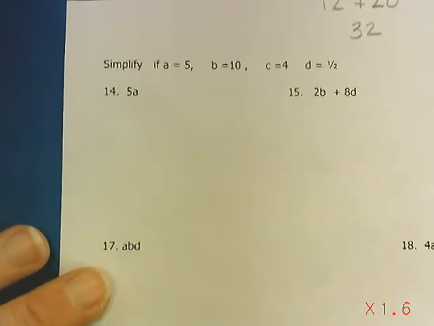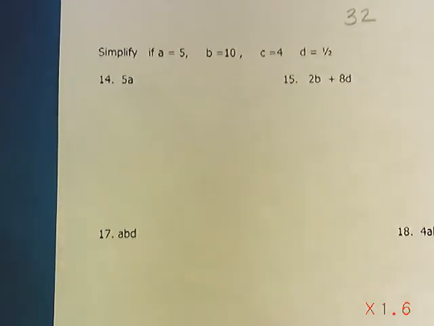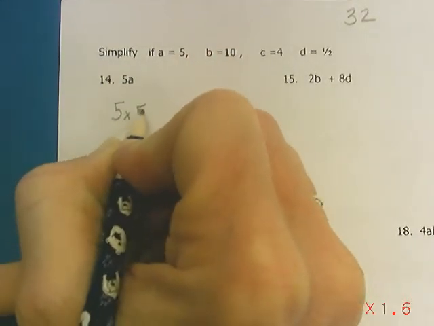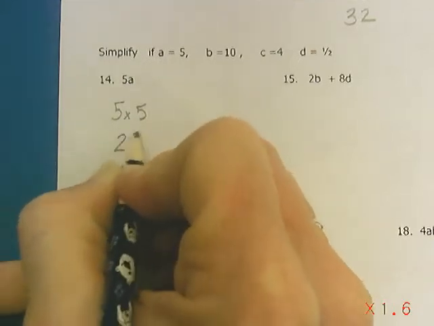All right, on to number 14 here. Substitution and then simplify. So A has a value of 5. The 5 and the A are being multiplied together, so it really means 5 times 5, which is 25.